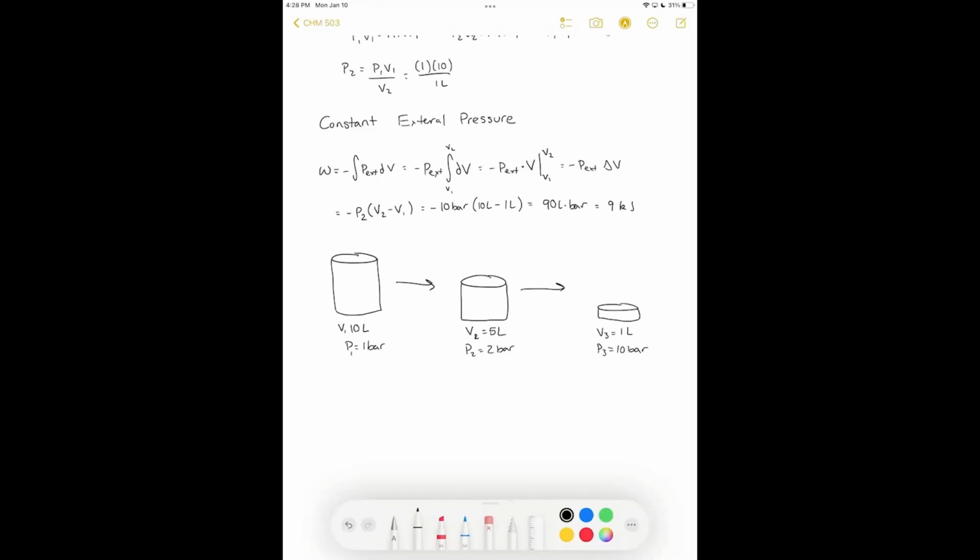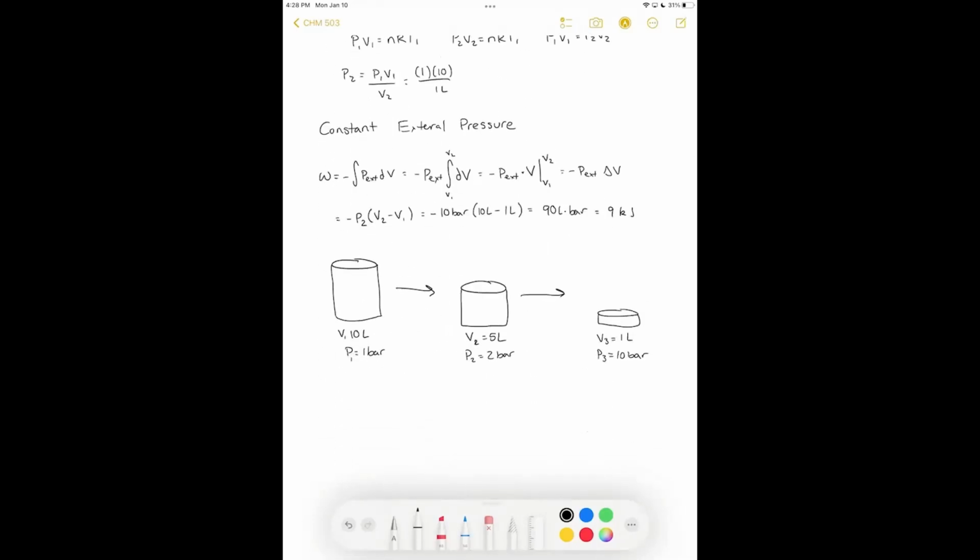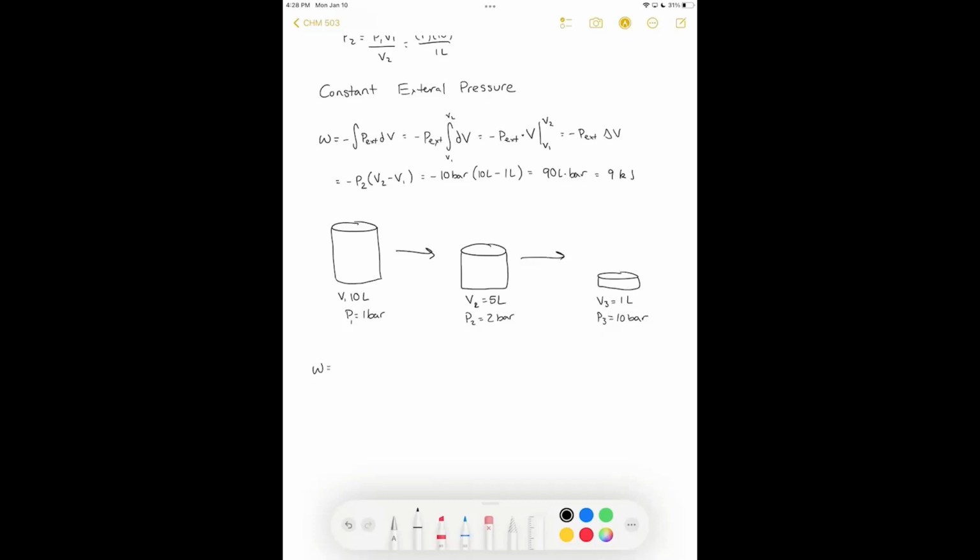So now our path is different. We don't just go from 10 liters to 1 liter, we go from 10 liters to 5 liters to 1 liter. What is the work in this case? Well, in this case, the work is simply the sum of the individual works for the previous steps. So now our work is equal to work 1 plus work 2. And we can say that work 1 is the work associated with this step, and work 2 is the work associated with this step. So we can simply use the same integral that we did above and say that our work is equal to the negative integral of P2 dV minus the integral of P3 dV.